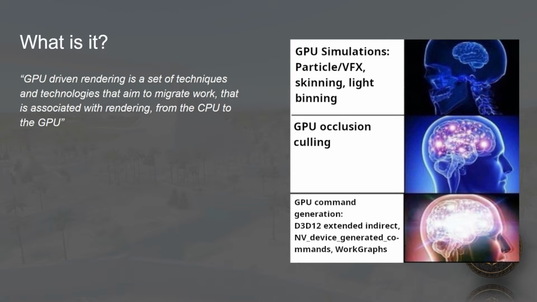Last stop is generated commands from the GPU itself. Here we have the DX12's ExecuteIndirect and its Vulkan counterpart, which is now KHR device generated commands. This is a newly released extension. And a more recent addition is workgraphs.